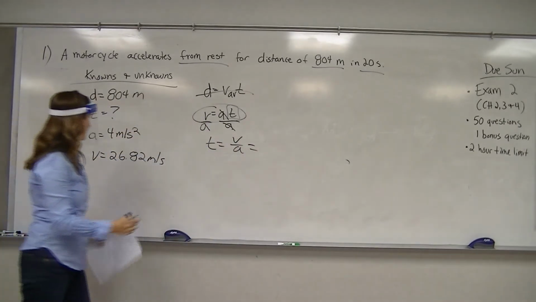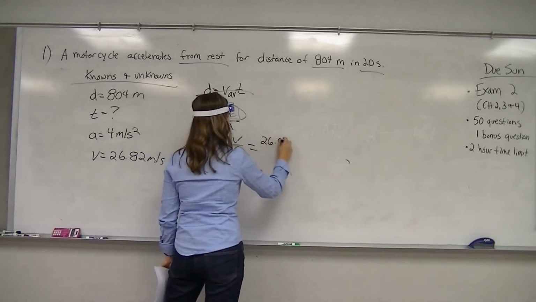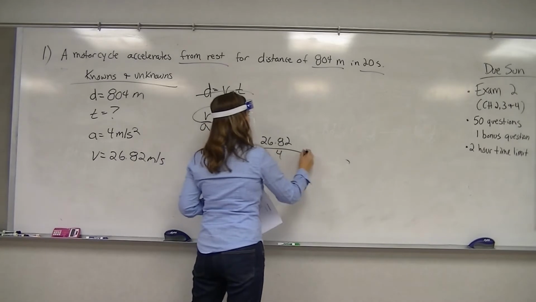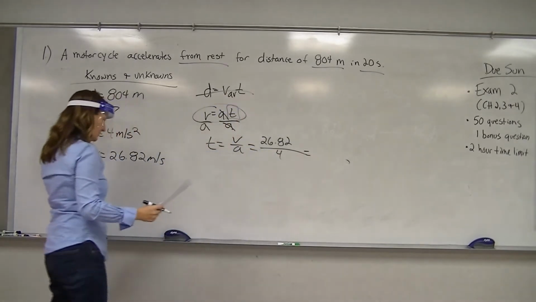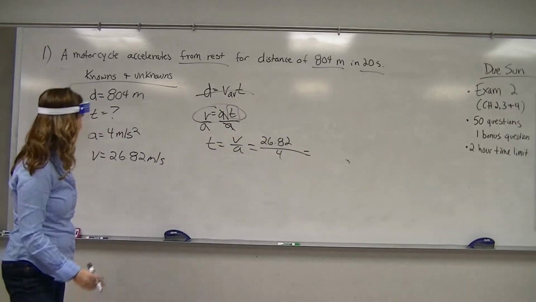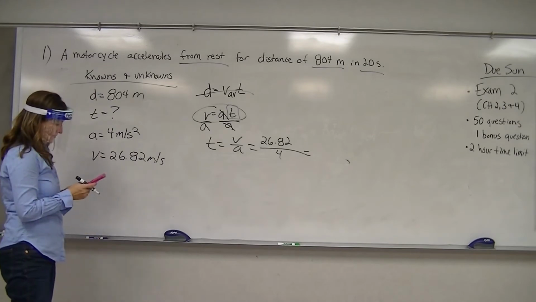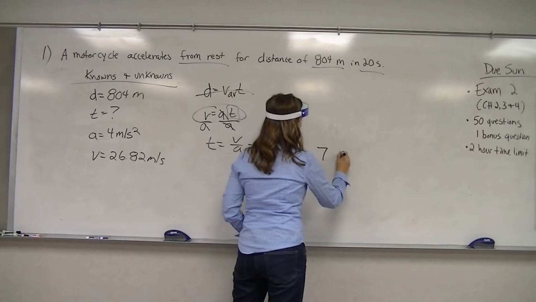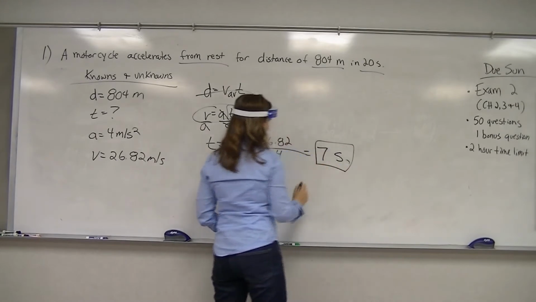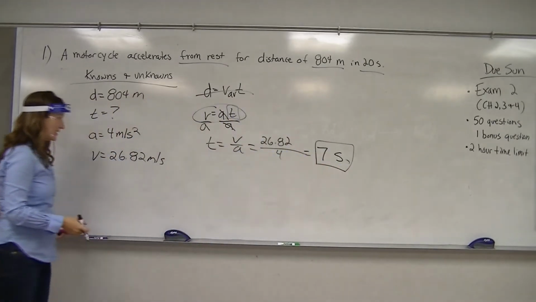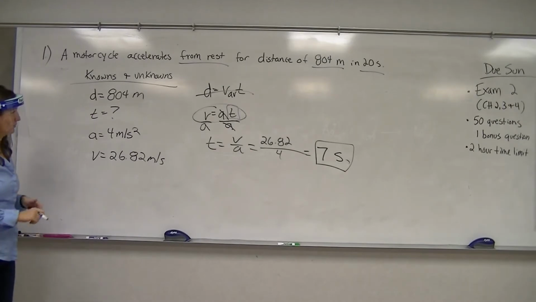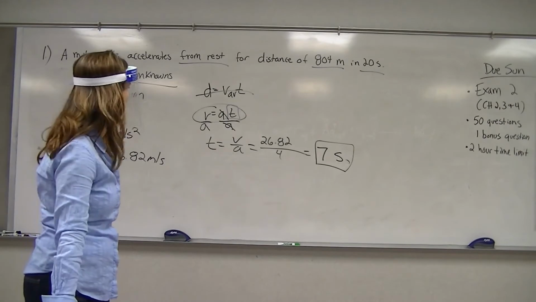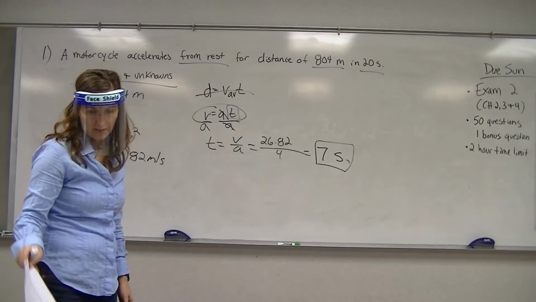So I got my 26.82. And divide that by like 4. And it's only going to be 1 sig fig again. So it's 6.7, so 7. 6.7, so 7 seconds. And as predicted, it took less than 20 seconds. So the answer at least makes sense. Right.